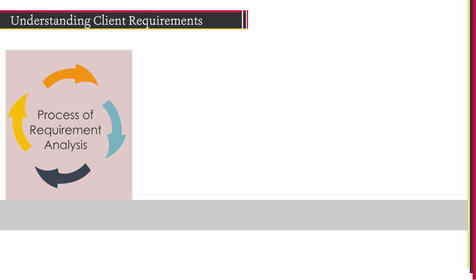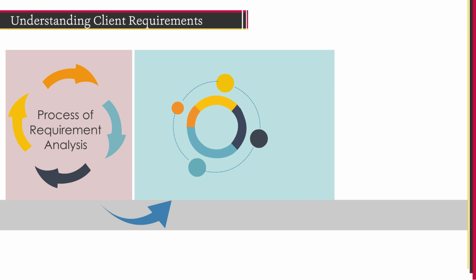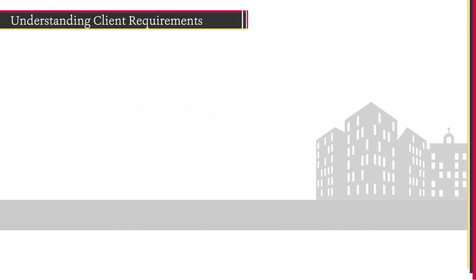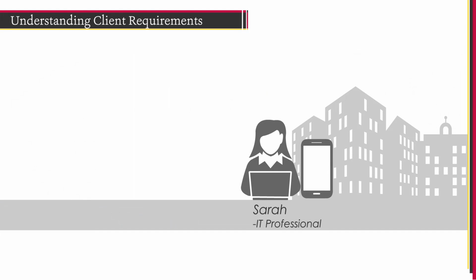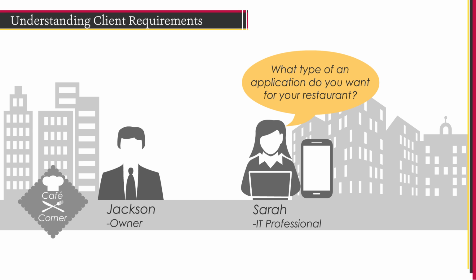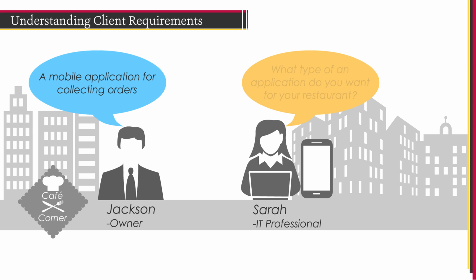The process of understanding the requirements involves analyzing the client's business processes, needs, challenges, and constraints. This understanding, in turn, defines the scopes and constraints of the project. To understand the expectations and requirements of the client for developing the mobile application, Sarah, a member of Scott's team, asks the management at Cafe Corner Restaurant a series of questions. What type of an application do you want for your restaurant? A mobile application for collecting orders, increasing efficiency, and keeping customers engaged.